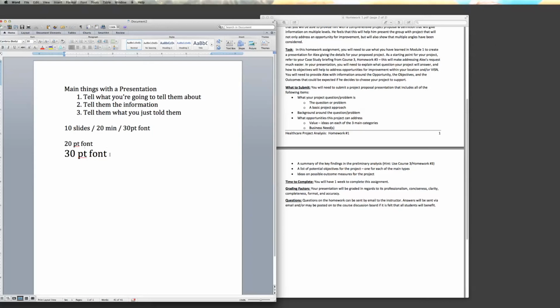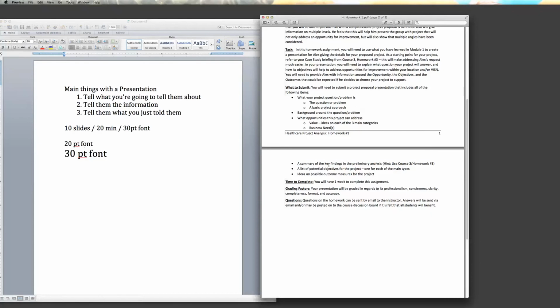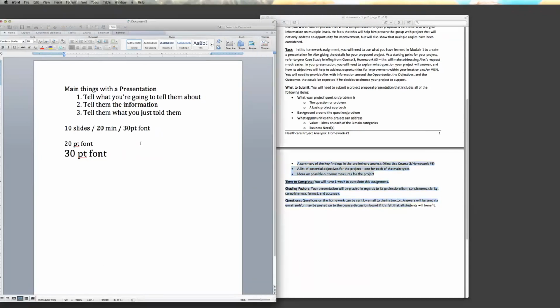Even in the office sometimes, I've had a hard time. People type in 12-point font because that's the default. Don't leave it in 12-point font. It's hard to read unless you have the document just in front of you. As an example, here's 30-point font, and this is all 12-point font. If I had a whole presentation of this, nobody's going to be paying attention. So use the font. That's another good rule: 10 slides, 20 minutes, 30-point font.